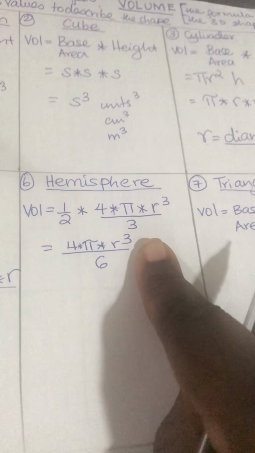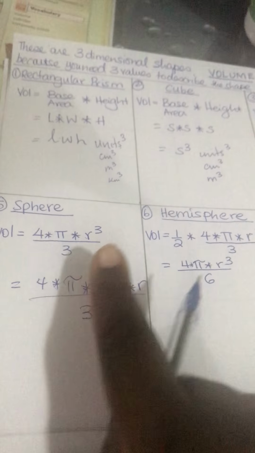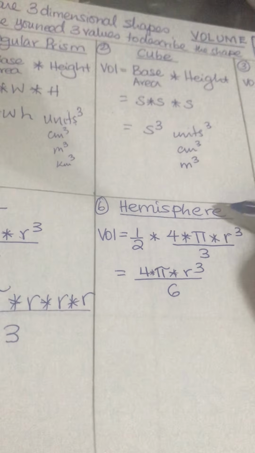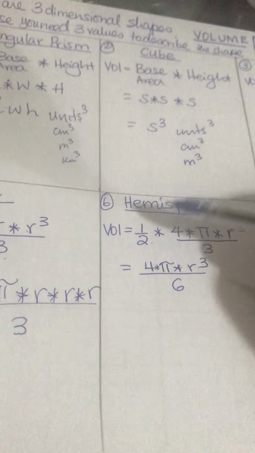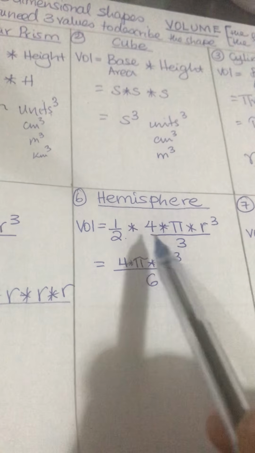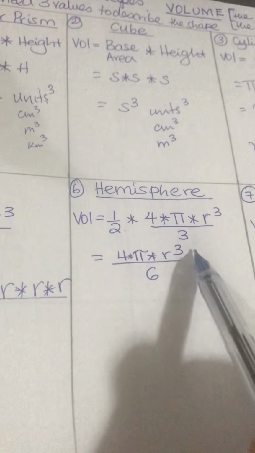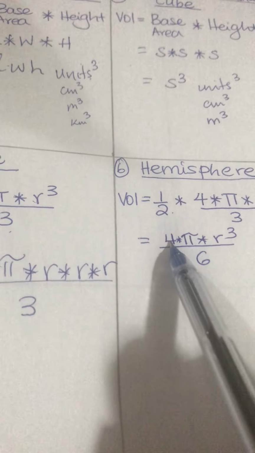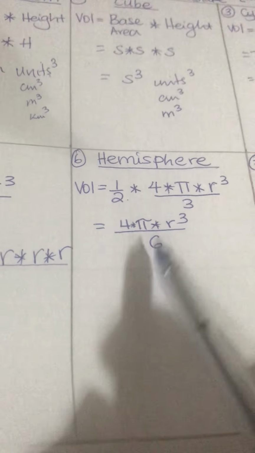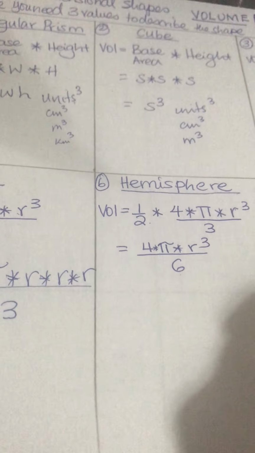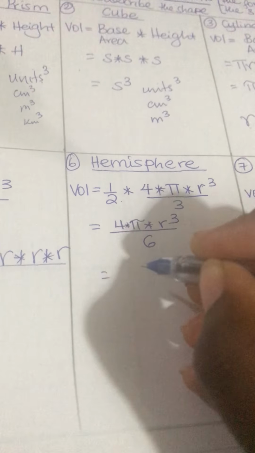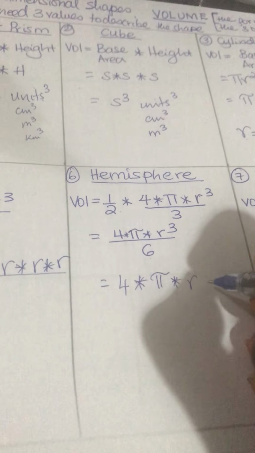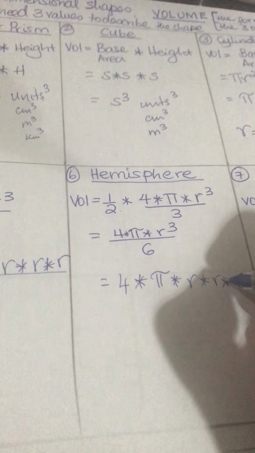Now, the volume of a hemisphere is half the volume of a sphere. So that is why I multiply the volume of a sphere times 1/2, which means I multiply 2 and 3. So the volume of a sphere, 4 times pi times r cubed, we have to divide by 6, will give us the hemisphere. Okay? So another way of writing this is 4 times pi times r times r.